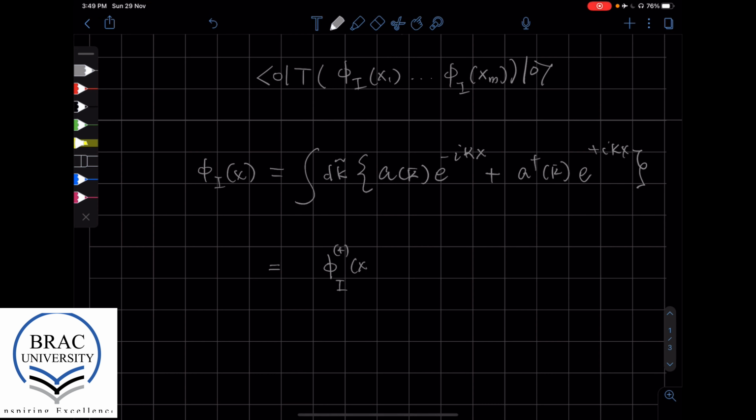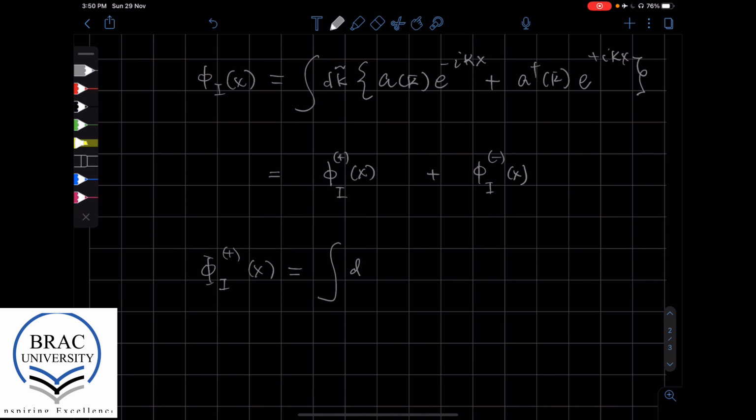So in other words, phi I plus of x contains the annihilation operator. So we have the integral of dk tilde, a of k, e to the power minus ikx. And in the business, this is called the positive frequency modes.